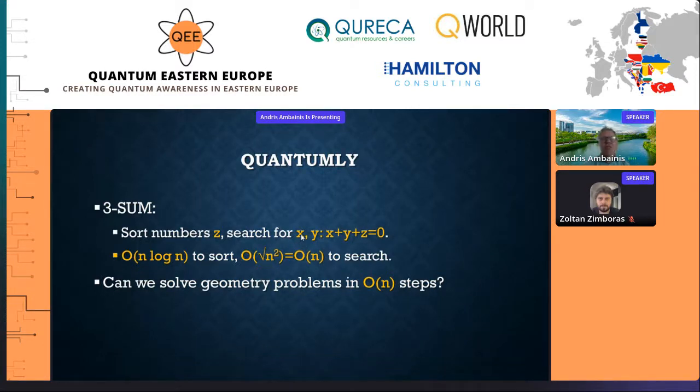And the question then is, can we solve all of these geometric problems that are at least as hard as three-sum quantumly in a linear number of steps? And the answer is not obvious, because those problems are at least as hard as three-sum, but they seem to be actually harder. So being able to solve three-sum does not immediately imply ability to solve all of those geometric problems.